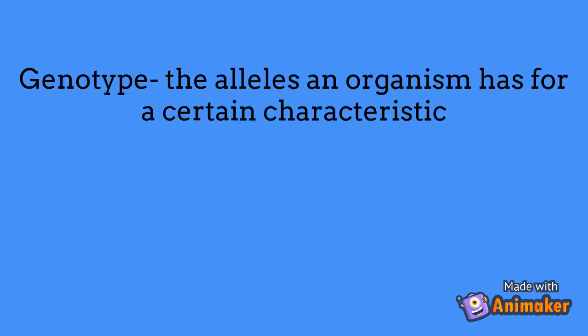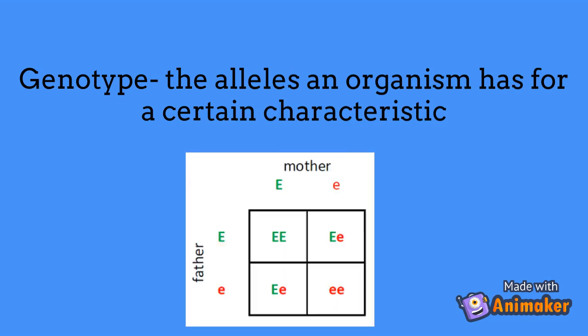The name given to the alleles an organism has is called a genotype. Phenotypes are the physical characteristics of an organism, and the genotype refers to the alleles of an organism. Alleles are usually represented by letters, so for example, E for eye color.